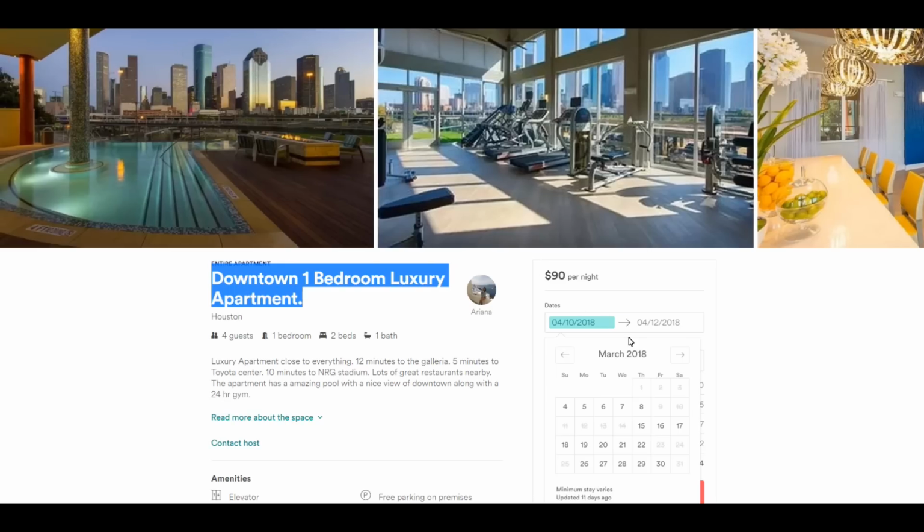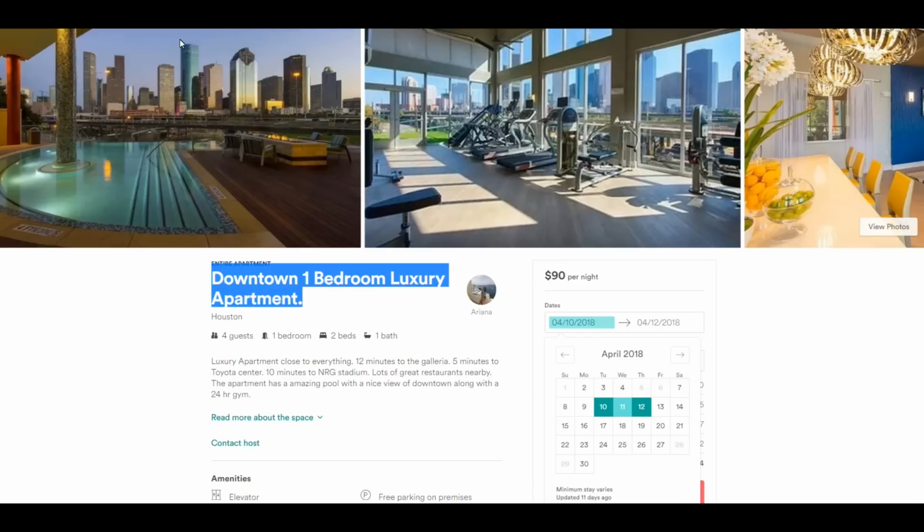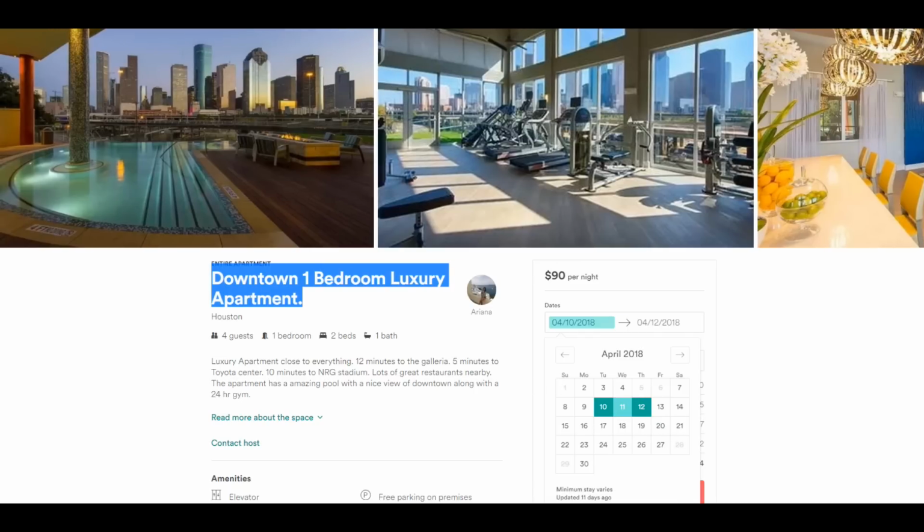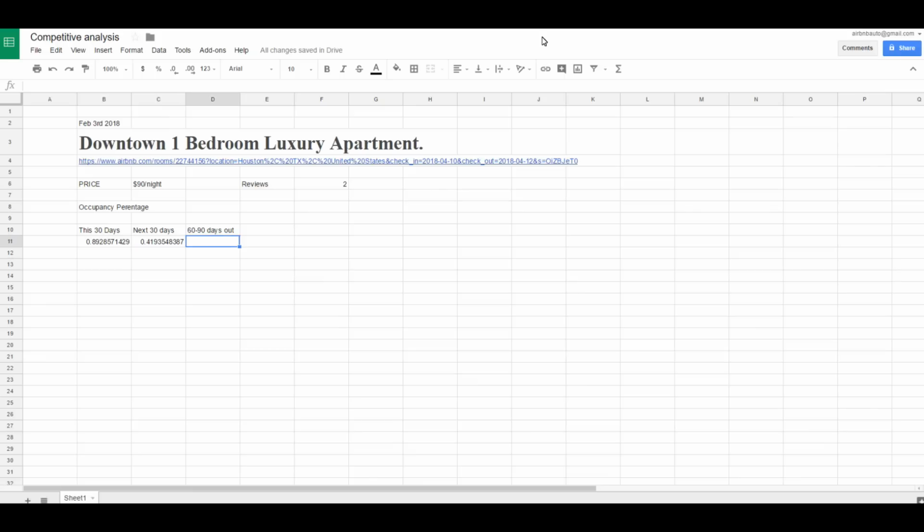And then here, she's got 1, 2, 3, 4, 5 days. So she's got 5 days out of 30 for 60 to 90 days out. So equals 5 divided by 30. That's her occupancy here. And that was at the price of 90. So let's just put a little box here to help you understand that this is one person's data.